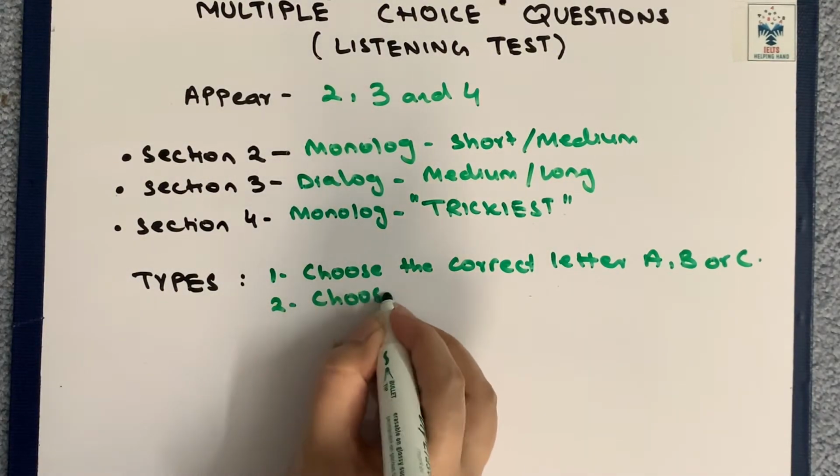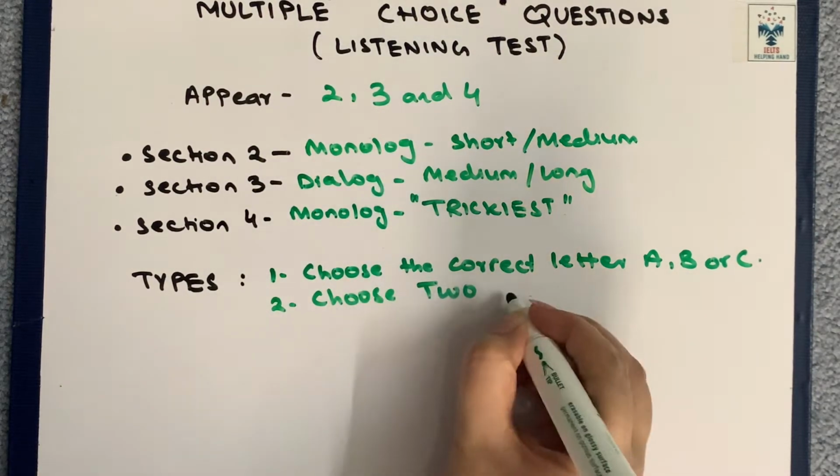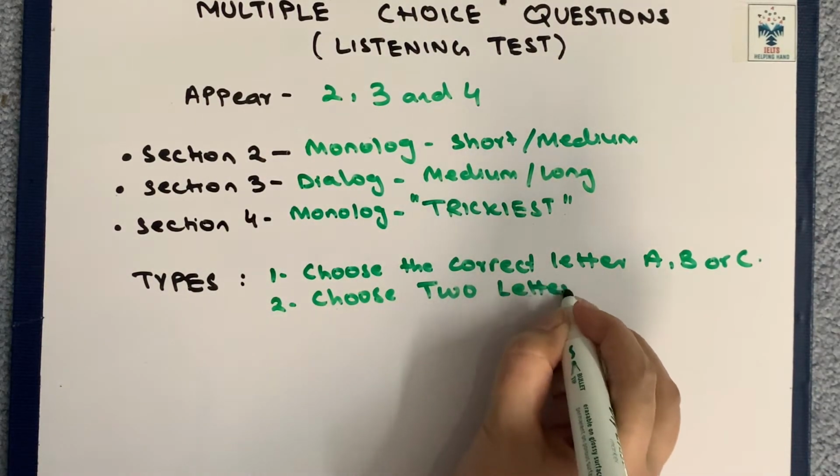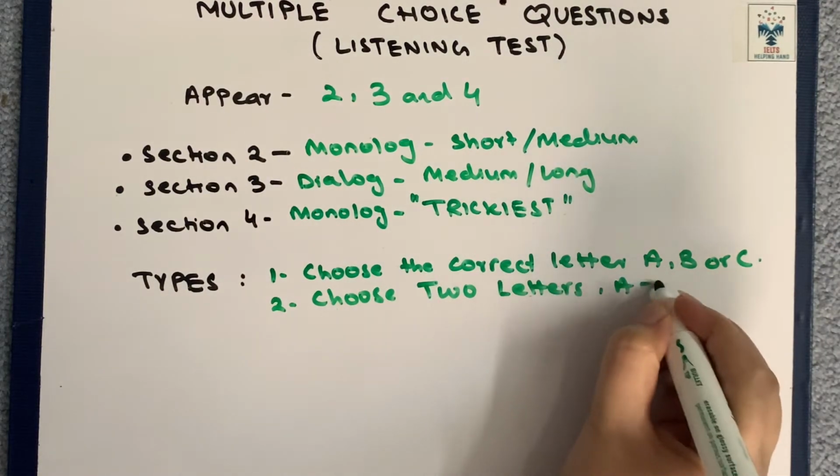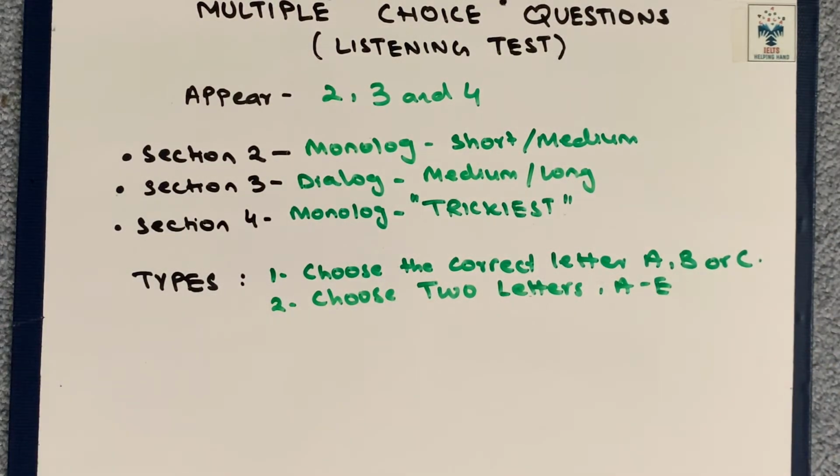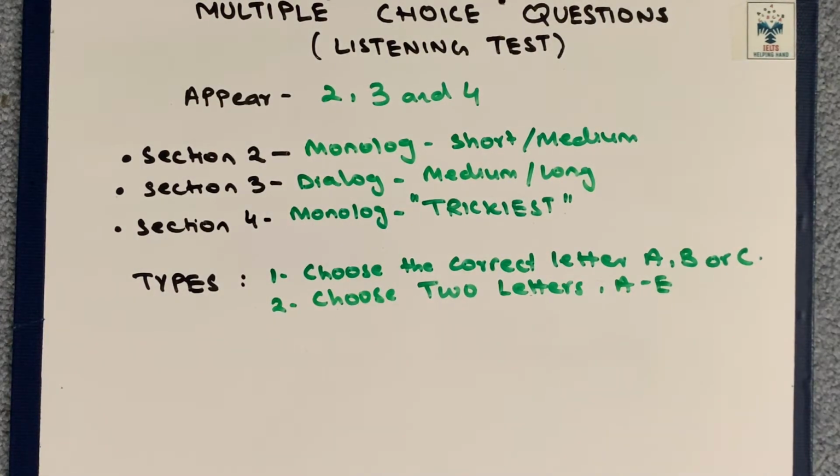Second type is choose 2 letters, A to E. These questions could appear in pairs of 3, 2 or 1 question, and the options are more likely short or medium in length. You will have 5 options, of which 2 are correct and 3 are incorrect. In such type of questions, instead of 1, you have to give 2 answers. You can write these answers in any order on your answer sheet.